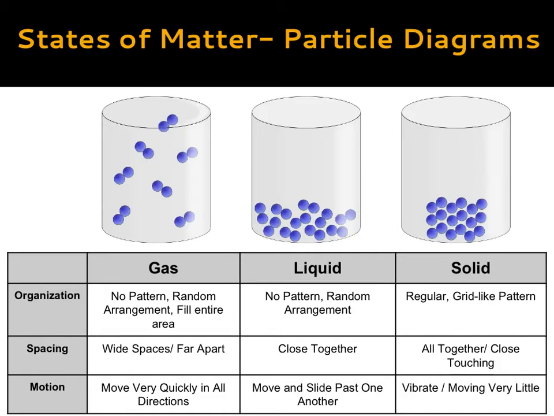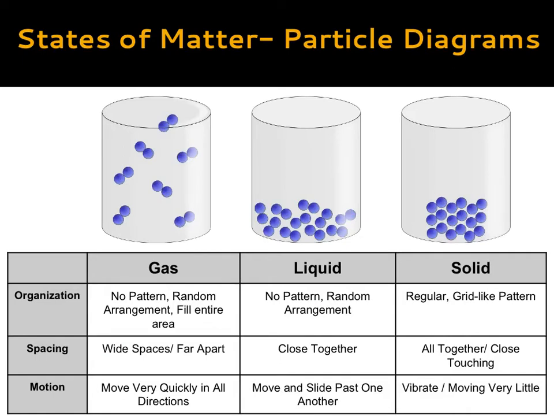Solids, however, are in a regular, usually grid-like pattern, although not always a perfect grid. All the particles are going to be close together, they're touching each other, and they are still moving. They still have some kinetic energy to them, but it is not very extreme. So basically, the particles are going to be really close to each other.